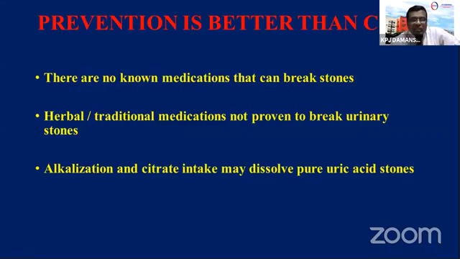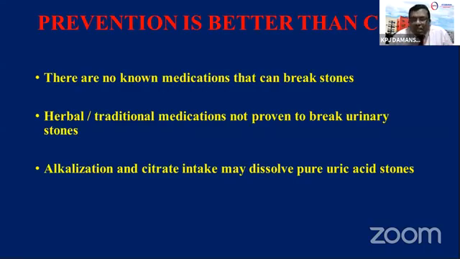Pure uric acid stones have what is known as a pKa value of 5.0. In other words, when there is acidic urine, pH of 5, it forms stones. But when you alkalinize the urine, make it more alkaline, and the pH is increased, you can dissolve the stones actually. So you can dissolve uric acid stones by alkalization and by some amount of citrate intake or citrus fruits. But this alkalinization must be at a pH level of 7.0 to 7.5.